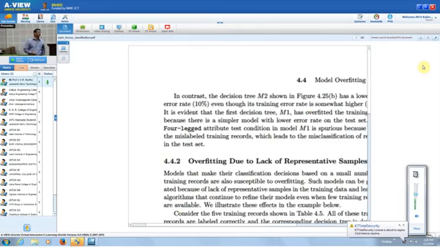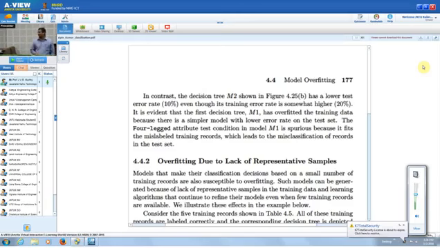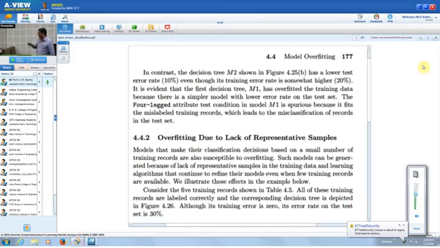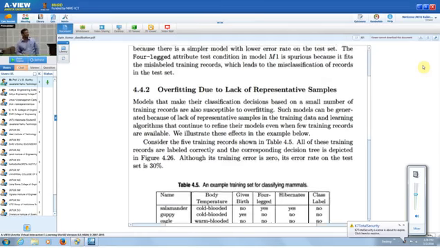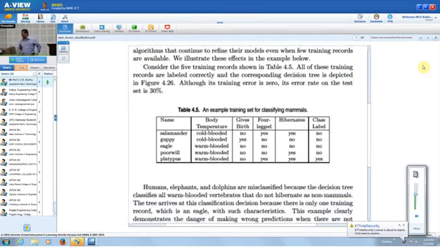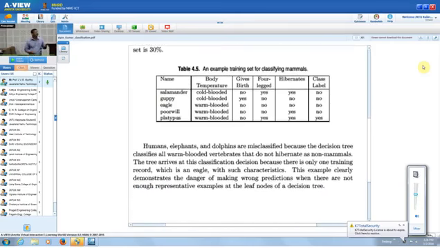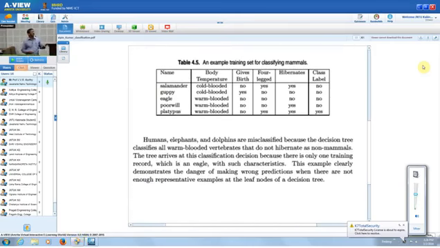Now, overfitting due to lack of representative samples. This is quite logically understandable. If in the training data set there is a lack of samples, I have explained this already, but I just want to show you an example. Cold-blooded, gives birth yes or no, four-legged yes or no. Human, elephant and dolphins are misclassified because the decision tree classifies warm-blooded vertebrates that do not hibernate as non-mammals.